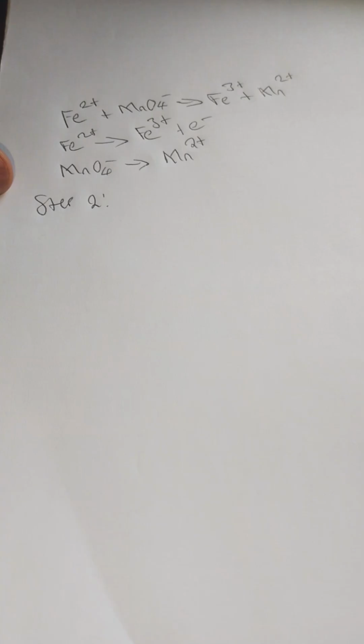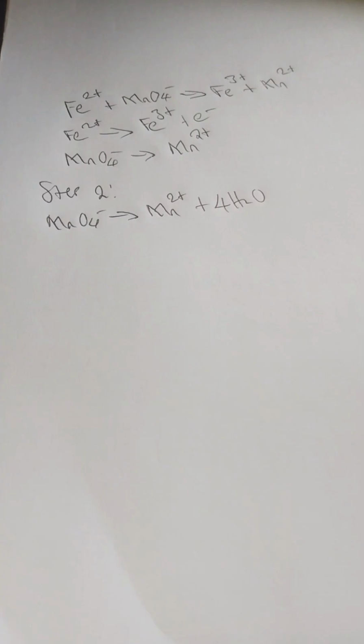Just like here, we have O4. How do we balance the O so that they become equal? We balance it by adding water. So that's the step in acidic media. Step 2: we are balancing the Mn reaction by balancing O with H2O. So there is our example. We add water. Now how do we balance the O?